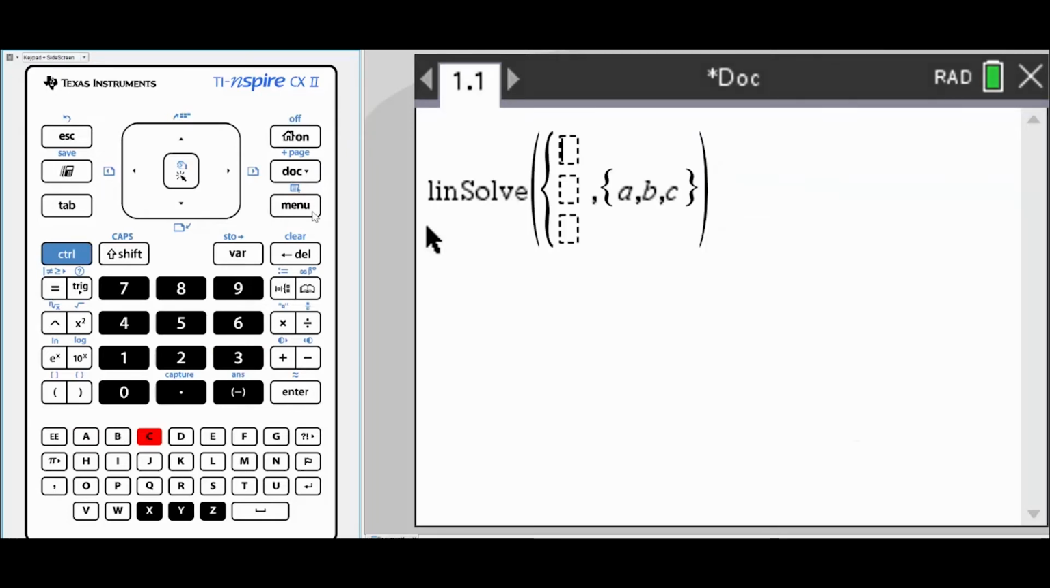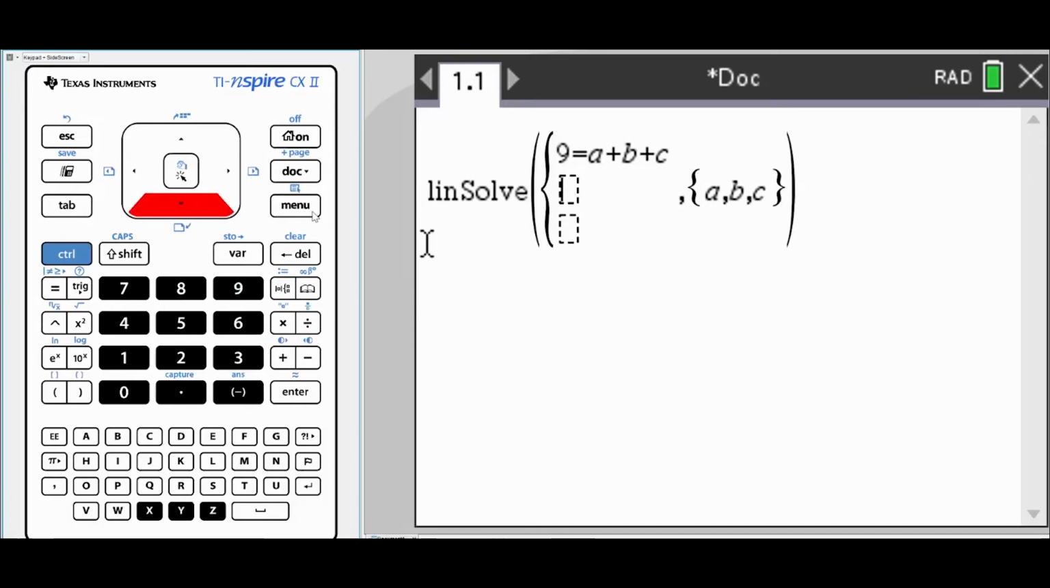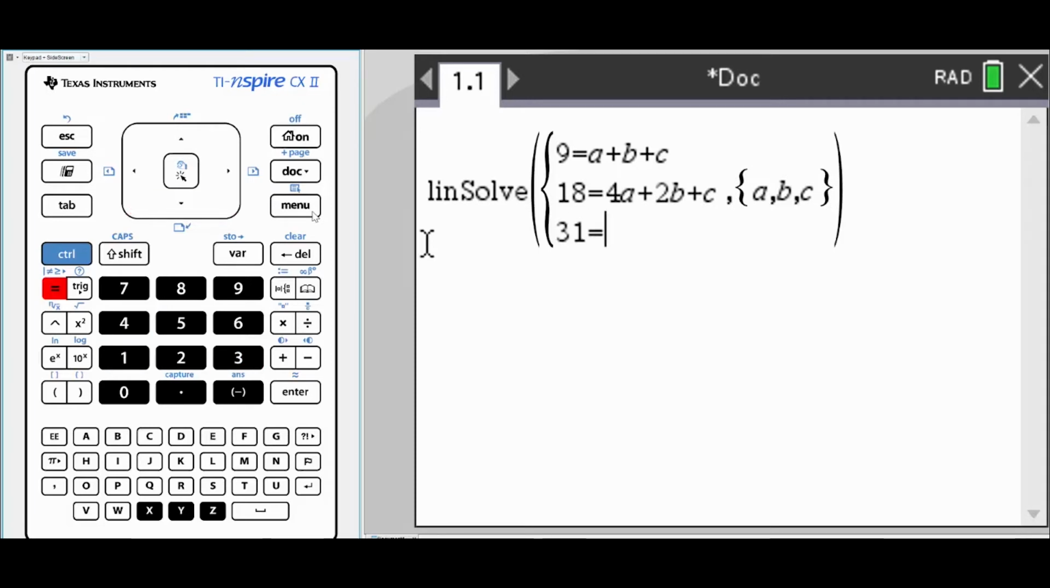Now we just put in the 3 equations that we had. So we had 9 equals a plus b plus c. Our second equation was 18 equals 4a plus 2b plus c. And our third equation, 31 equals 9a plus 3b plus c.